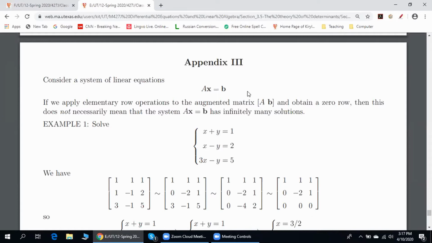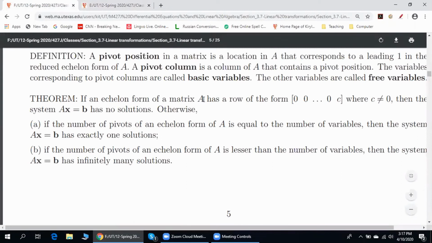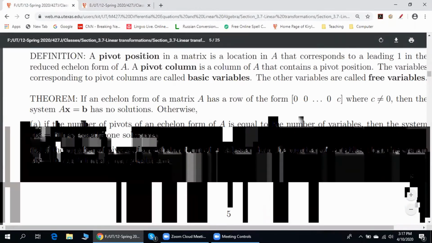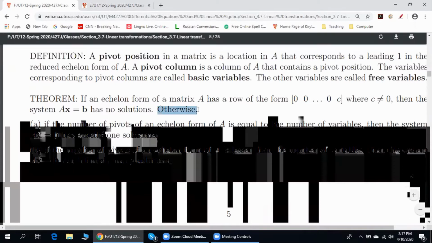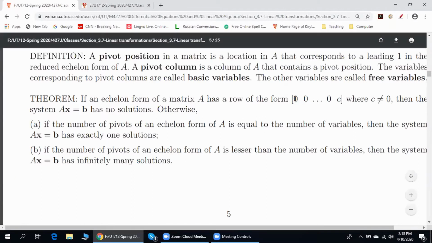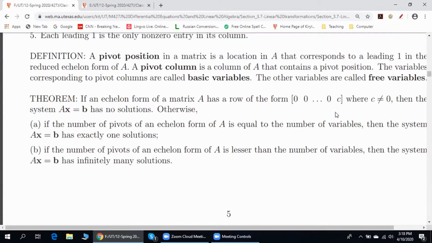Yes, we cannot have more pivots than variables because, please take a look at this. Here we consider A and B when we say otherwise. Otherwise means if we don't have such a row, then all pivots will be everywhere except for the last column. Therefore, the number of pivots cannot exceed the number of variables. Does this make sense? Yes.